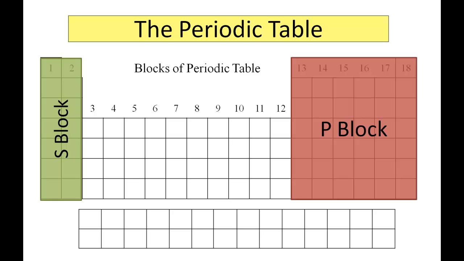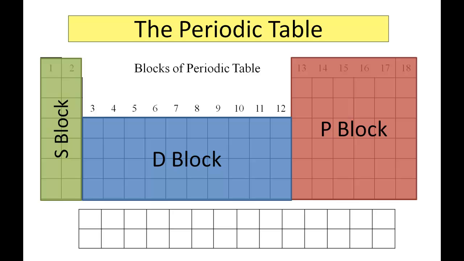The next block is the P block. Remember, the P sublevel had 3 orbitals which could hold 6 electrons, so it's no accident that it contains 6 columns.